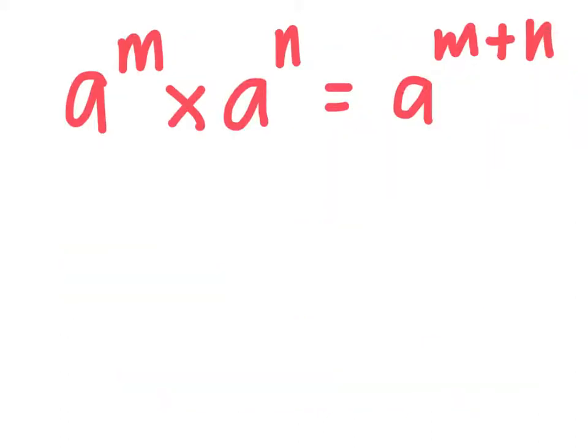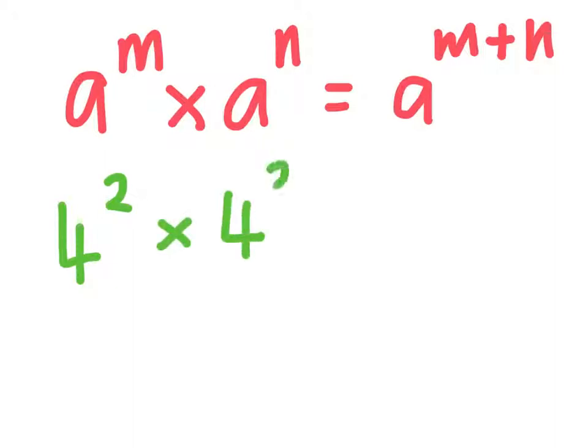So the first law we're going to look at involves multiplication. So we've got a to the power of m multiplied by a to the power of n, and that equals a to the power of m plus n, because we can just add the powers together. So to show how this works, if I have 4 to the power of 2 multiplied by 4 to the power of 3, following my rule at the top, I just have to add the powers together, so that would become 4 to the power of 5.